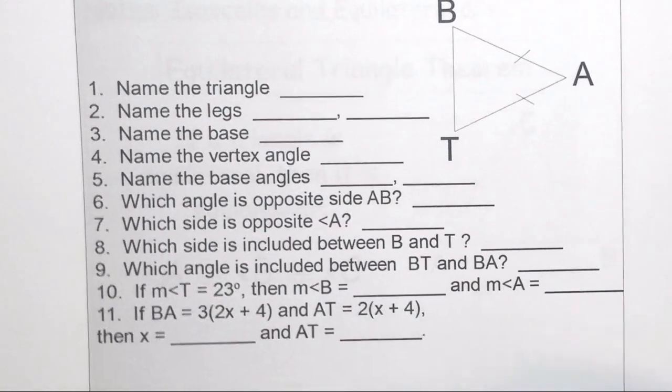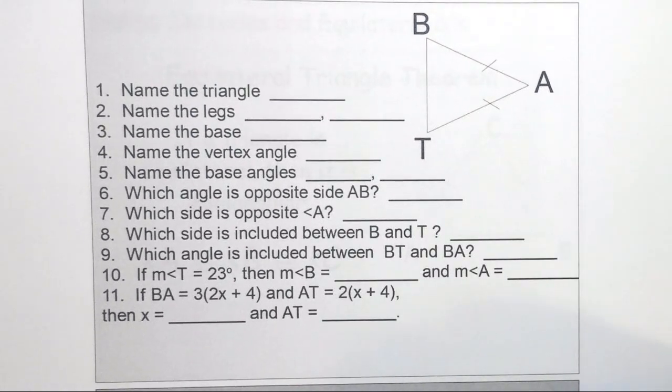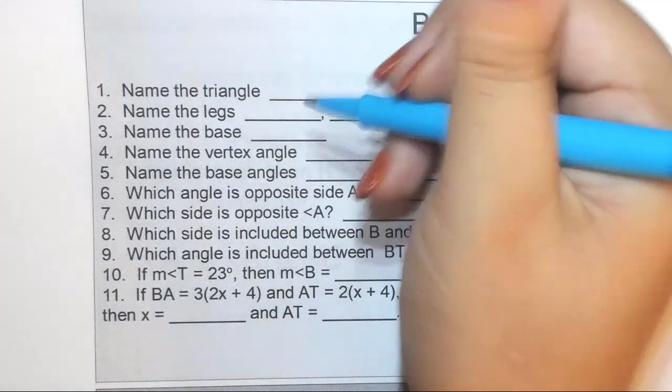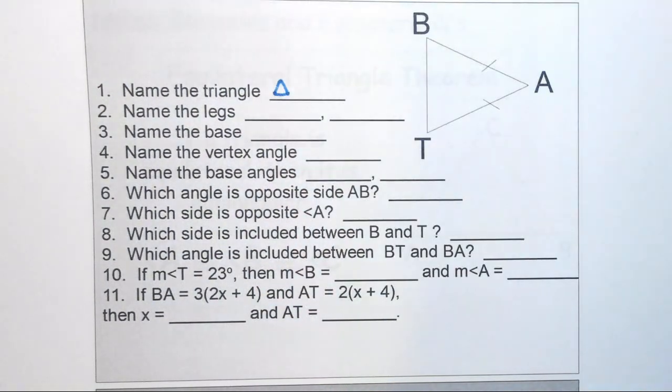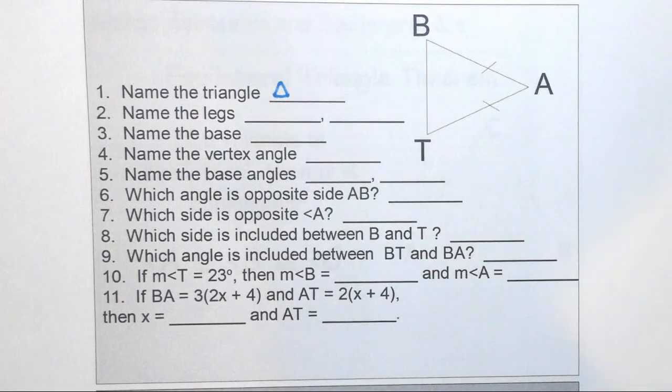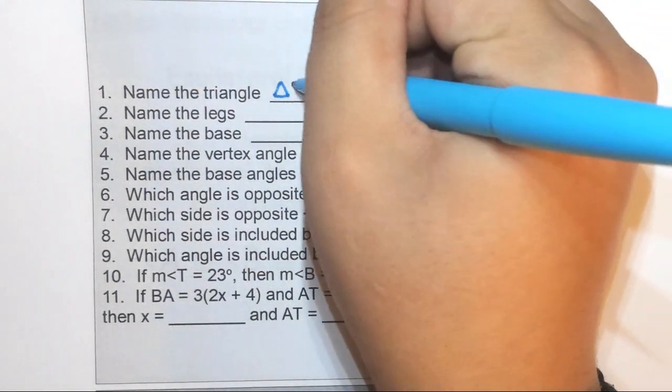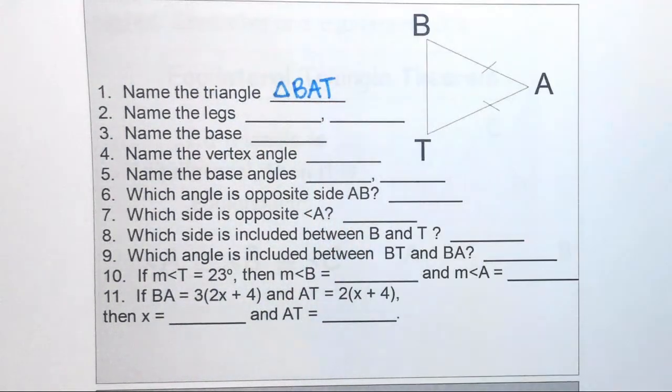All right. So we're going to do some popcorn. And we're not making popcorn, no. I need a volunteer. All right, cool. Nicole, can you name this triangle? Not classify, but name it. This would be triangle what? Name it. That's classifying it. So classifying is isosceles. What is its name? It's triangle BAT. Okay? Cool.